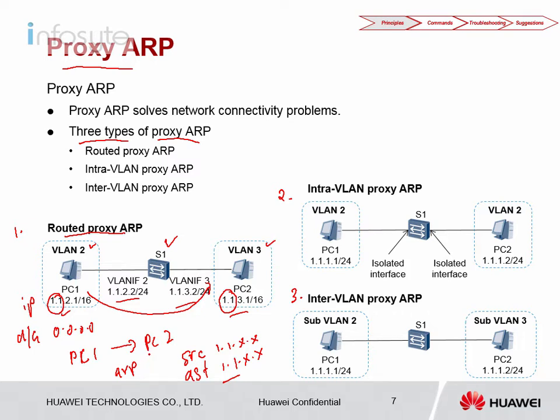So instead of performing a layer 3, they are going to perform a ARP broadcast. Alright, so for you to configure the routed Proxy ARP, on switch number 1, we have to enable the Proxy ARP between two different VLAN. Now let me show you how this works.